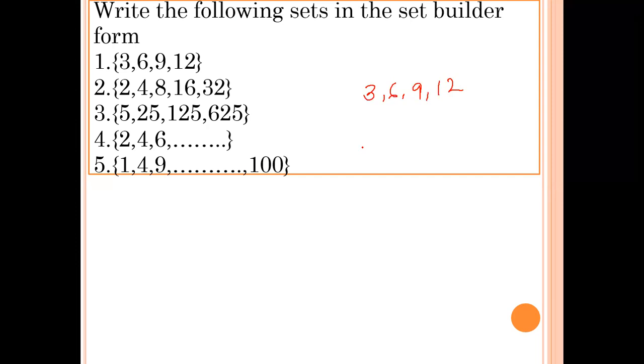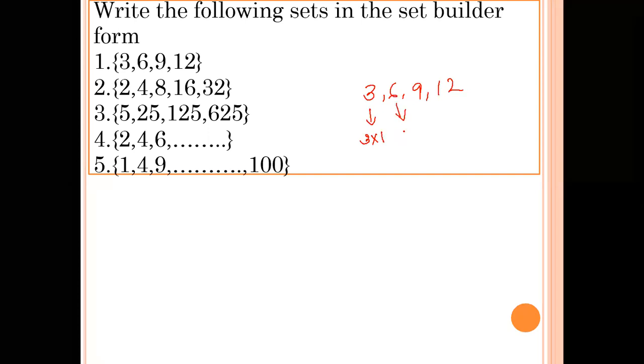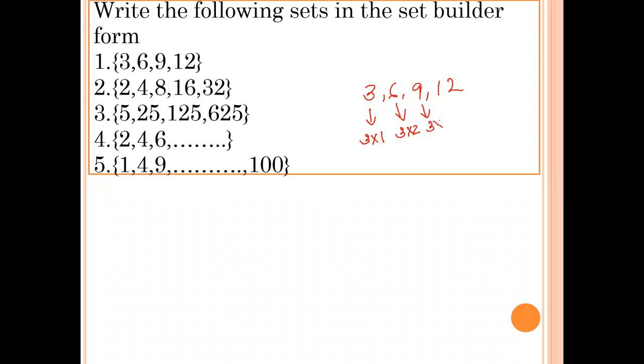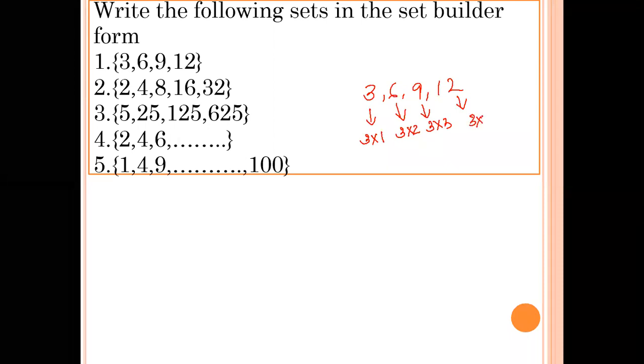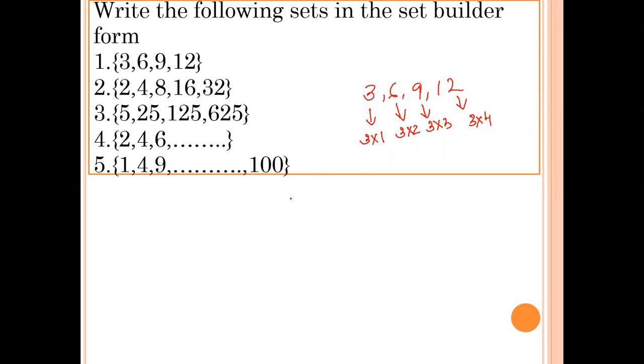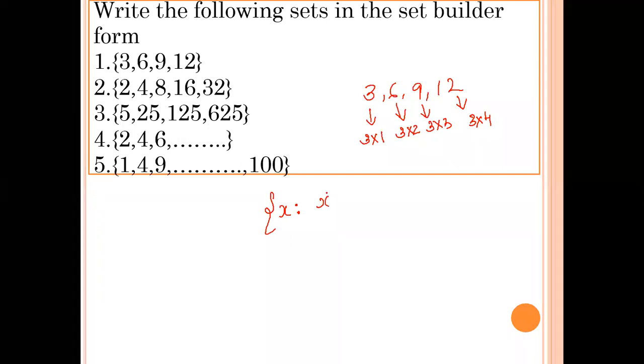Now you people tell me, x is a divisor of 3? No, x is a multiple of 3 is correct. Good. X is a multiple of 3. What is 3? 3 is nothing but 3 into 1. And what is 6? 6 is 3 into 2. What is 9? 9 is 3 into 3. What is 12? 12 is 3 into 4. So how can I write this? I can write this as the set of all x such that x is an even number.